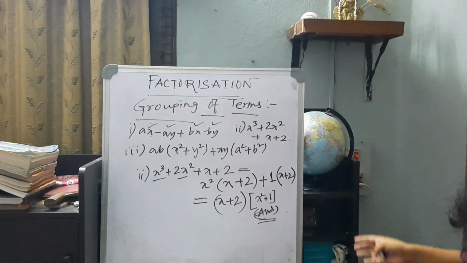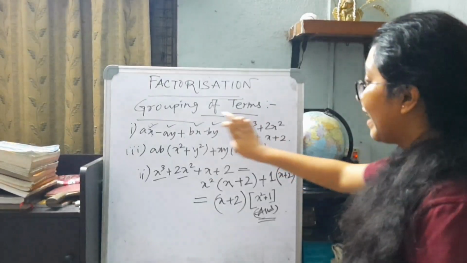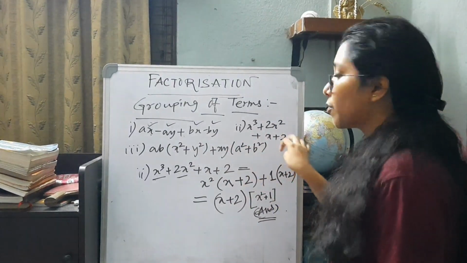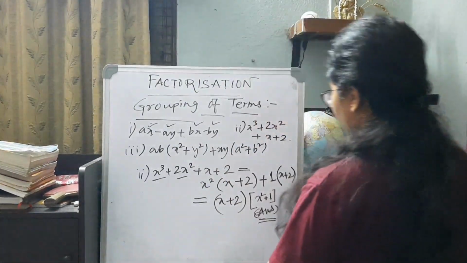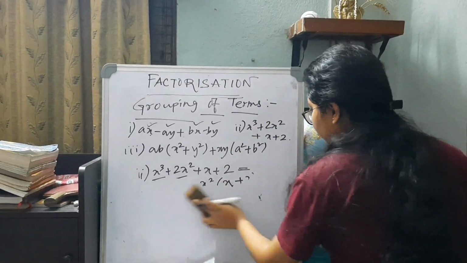Okay. So now we will be moving forward to question number 3, which is ab times of x square plus y square plus xy times of a square plus b square. Okay. So I am rubbing this off and moving to question number 3.